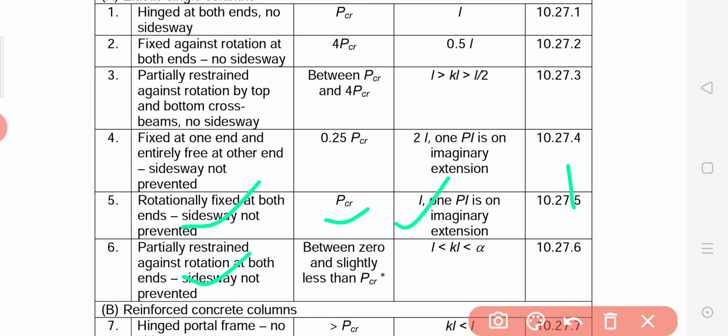Next condition is partially restrained against rotation at both ends, sideway not prevented. Then we take the critical load between 0 and slightly less than PCR, and effective length between L and alpha.